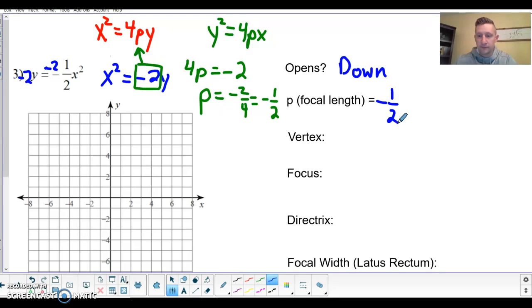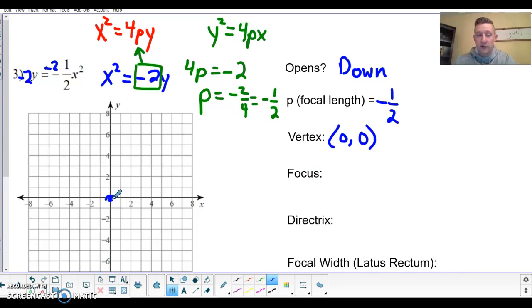Okay? Next up, where's my vertex? Well, generally speaking, if it's x squared equals 4py or y squared equals 4px, our vertices, plural of vertex, will be at the origin, 0, 0. In a later part of the lesson, we'll translate these parabolas and move their vertices elsewhere. So for now, they're at 0, 0. Just go with it.